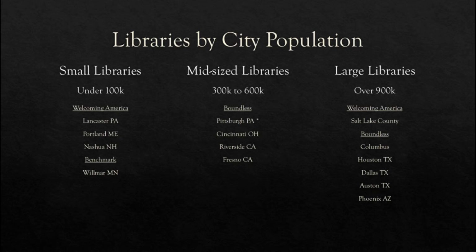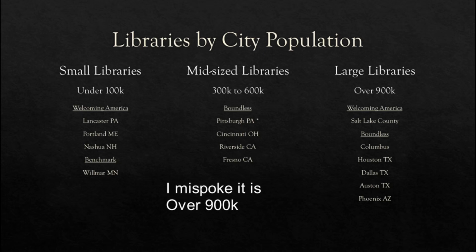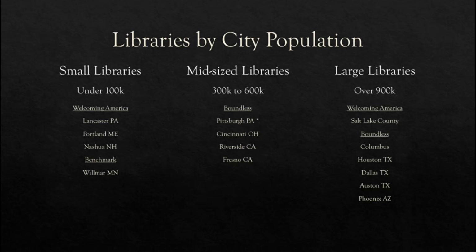When it came time to group the libraries, I ended up opting for city population. They seem to fall into largely 3 different types: under 100,000, over 90,000, and in between that. And a quick note about Pittsburgh, Pennsylvania: it has not one but 2 public library systems.